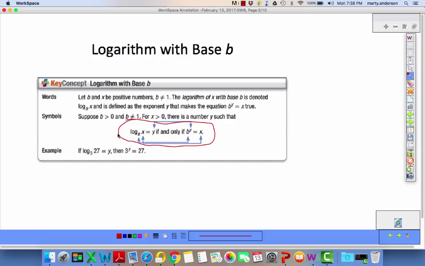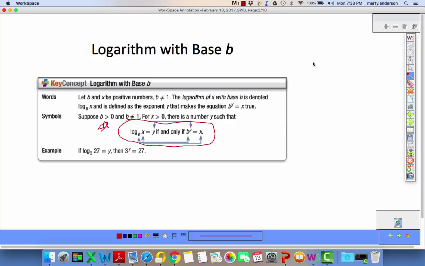Notice again it says that b is going to be positive. That's very important. Our base will always be positive. Negatives would cause a wide variety of problems similar to when we had to use absolute values. We're not going to worry about that right now. B is also not 1 for the same reasons our exponential couldn't be 1.